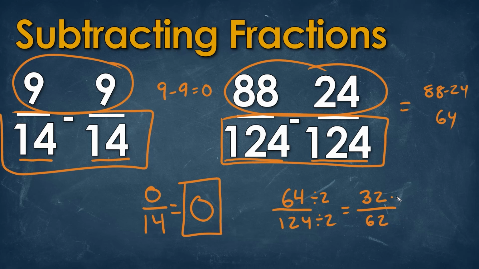Okay, well, you know what? I know I can simplify this even more. I know I can simplify by 2 again, so I'll do 2 top and bottom as well. And then what we're going to end up getting is 16 over 31. 31 is a prime number, so I know that this is as far as we can go. So the answer is 16 over 31.